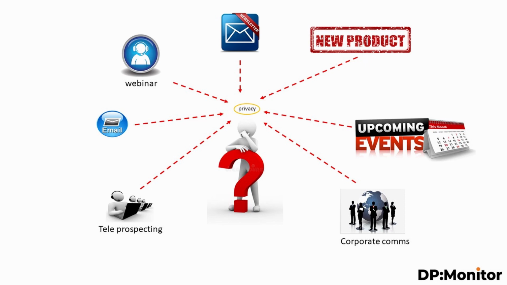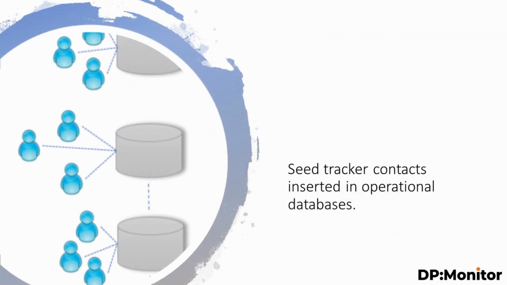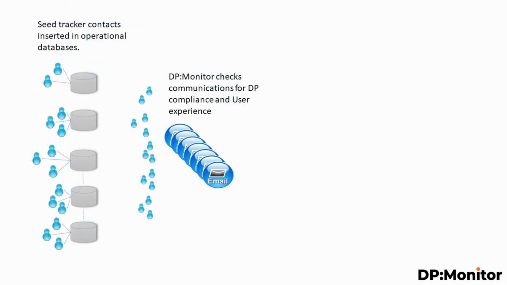Okay, I get it. So does DP Monitor fix this? What does it do? We insert seed, or what we call tracker records, into the client's databases. These tracker records aren't real people, so there are no data privacy issues, but they appear real to the client or anyone using the data. When the client executes the outbound activity, and we focus on email communications, we can do telephone interaction as well, but our main focus is email, then we receive those emails just as any other contact would.